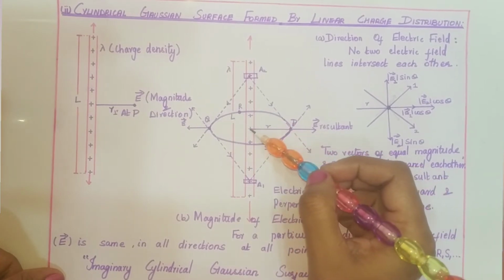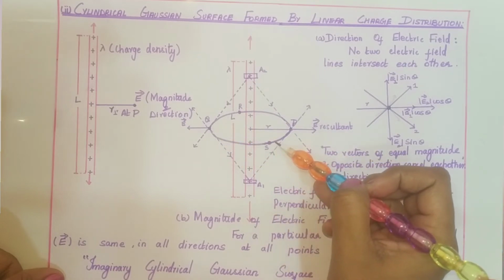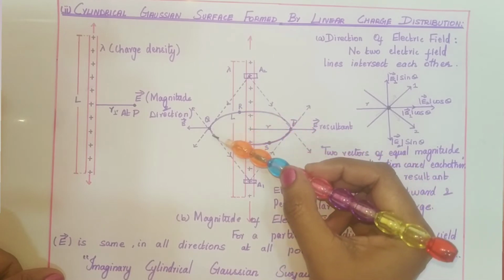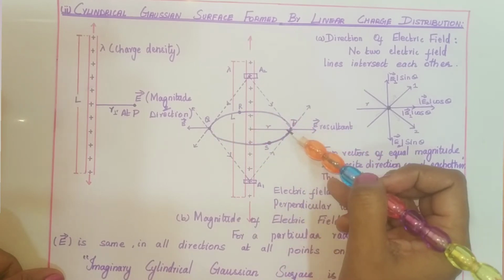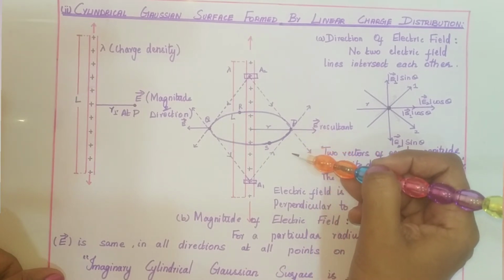If the radius r is taken at any point around the wire, the magnitude of the electric field E will be the same. This is for a particular point P. Then what about all the charges?